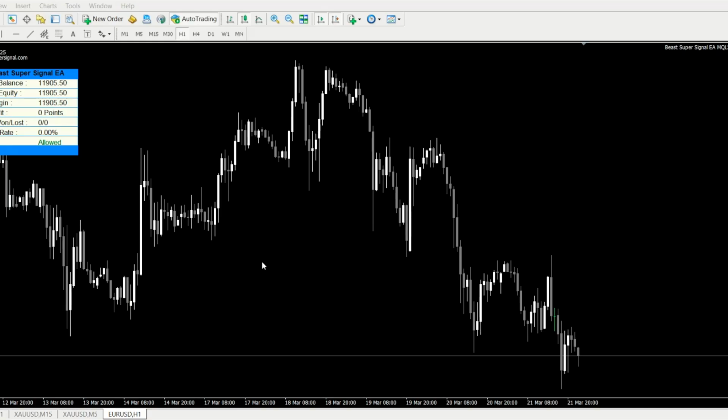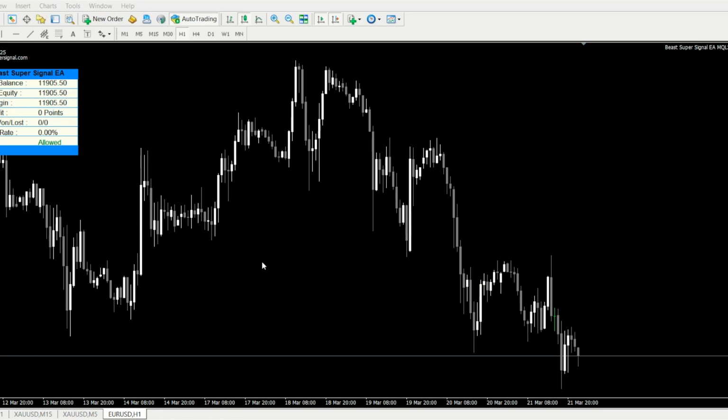Now with the Beast Super Signal EA, it's based off of the Beast Super Signal Indicator, whereas it has the exact same logic and strategies as the indicator. But in this case, it will trade those signals for you. You don't need to trade the signals by yourself. It will open the orders and then trade them and manage them for you, either if the order hits take profit or stop loss. Now, there's a lot more into it than just that. That's just the basic outline of it. I'm going to go further into it by going into the settings to show you everything about the EA.